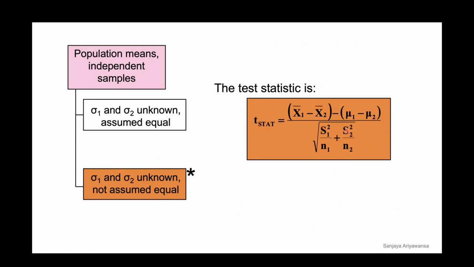You don't use a pooled variance. You use two different variances for the two different samples. Why is that? Because you're assuming that your population standard deviations are not equal. So how do you calculate the t-test statistic? This is how you calculate the t-test statistic. It is given by this.